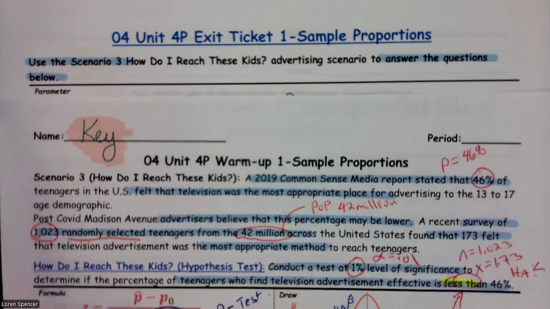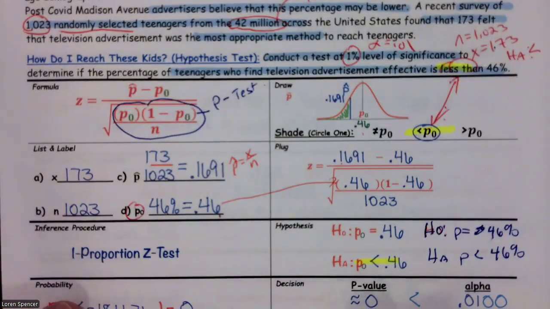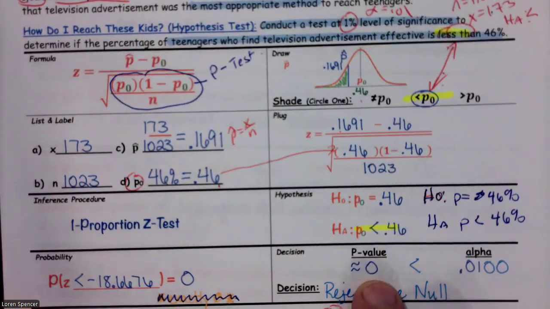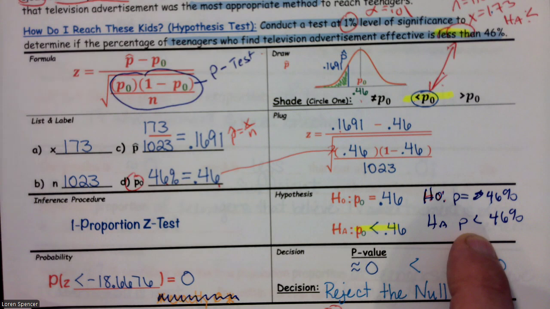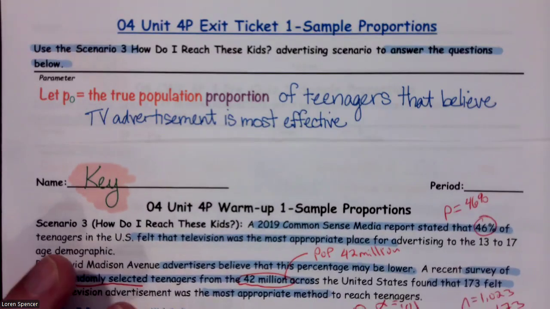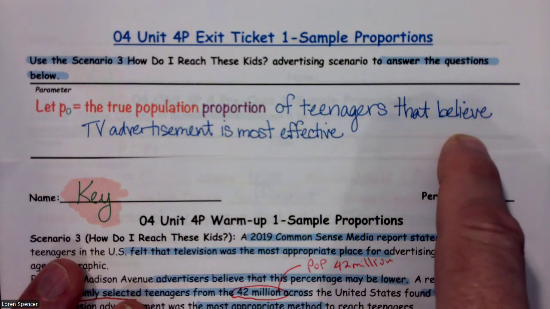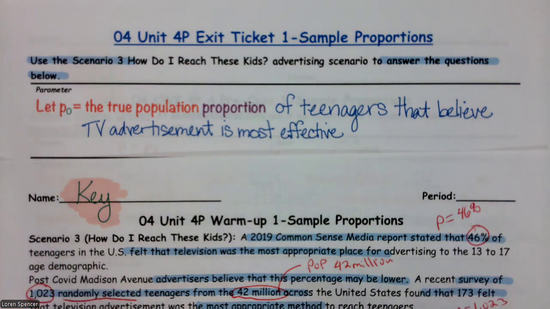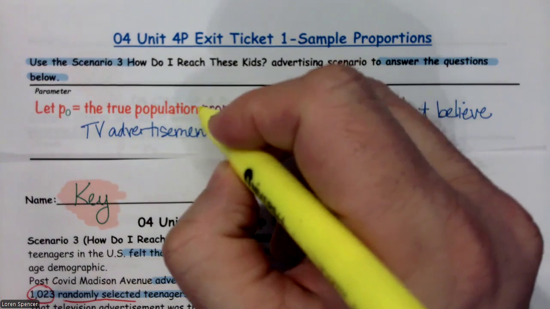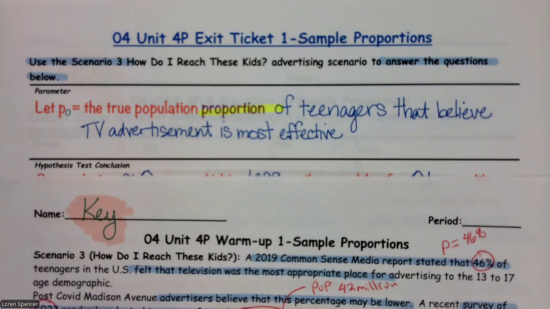So when we ran this test, we ended up getting a p-value of approximately zero. And so we rejected the null. Our alternative was that it was less than 46%. So let's go ahead and look at defining our parameter first. Let P equal the true population proportion of teenagers that believe TV advertisement is most effective. The key thing there is to make sure that you're using the word proportion.